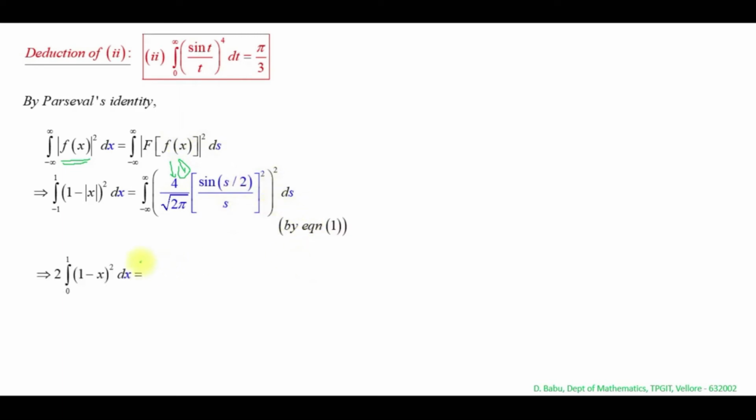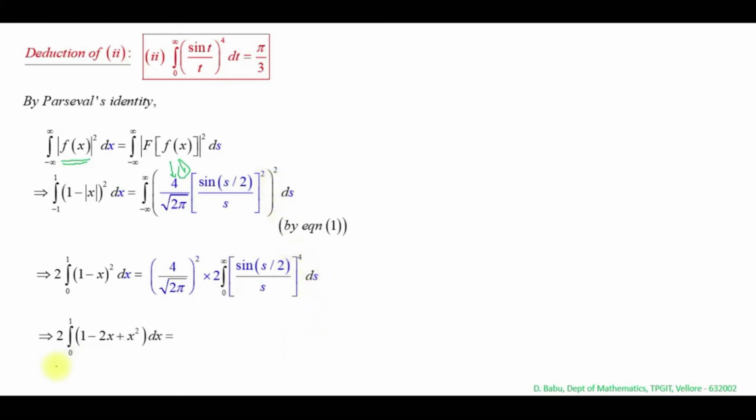Squaring is an even function, therefore we can write minus 1 to plus 1 as 2 times 0 to 1, 1 minus x whole square into dx. Here also squaring is an even function. Also 4 square, so 4 divided by square root of 2 pi the whole square is a constant term, therefore we take it outside. Minus to plus infinity can be written as 2 times 0 to infinity of sin s by 2 divided by s, 2 into 2 equal to 4, into ds.